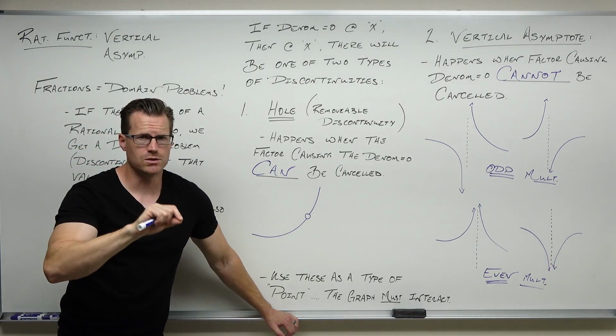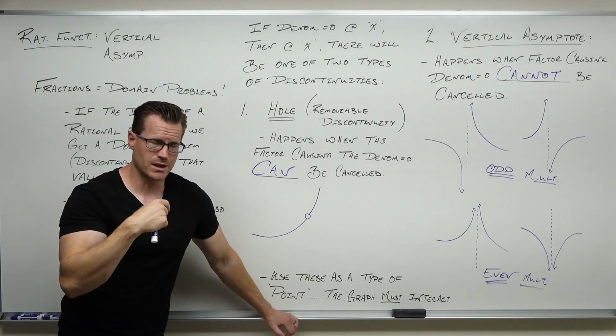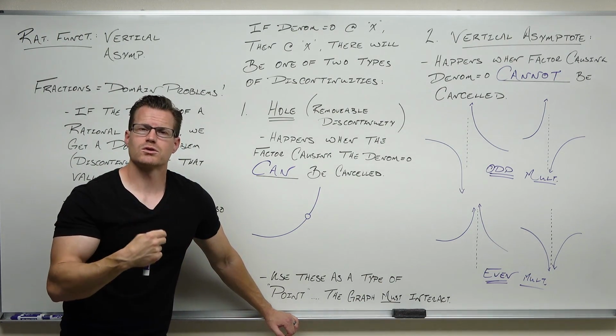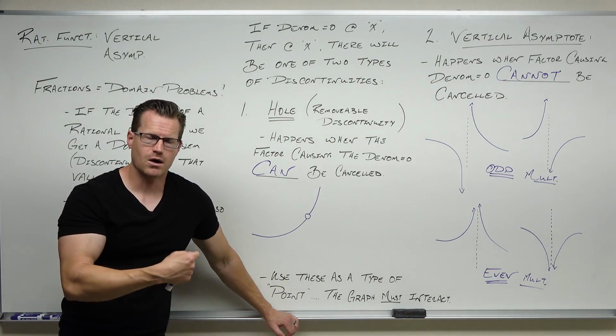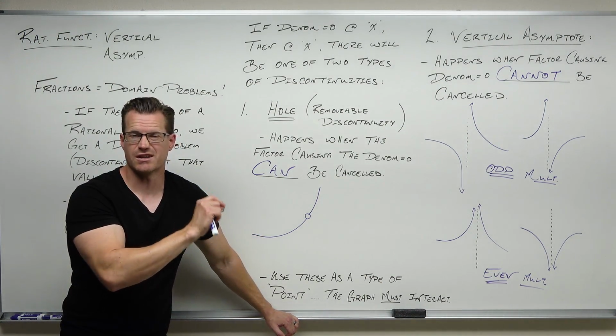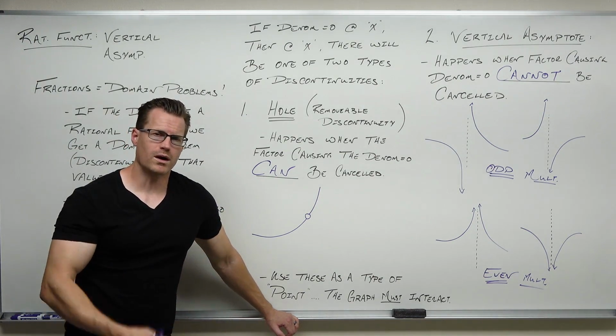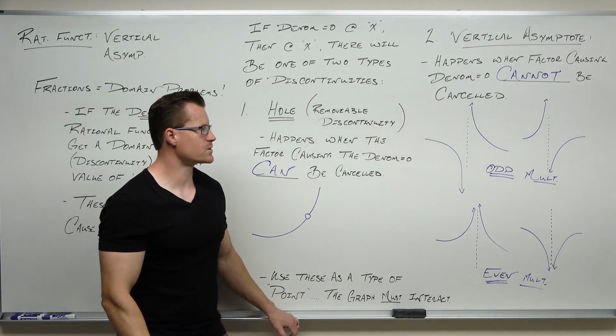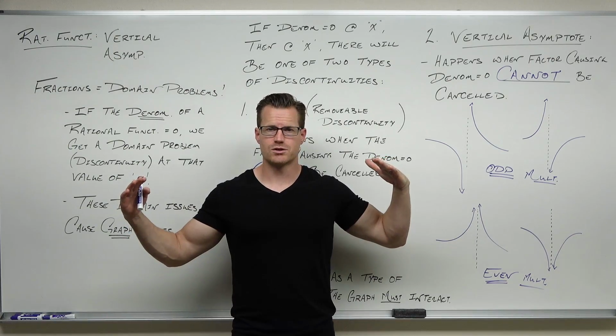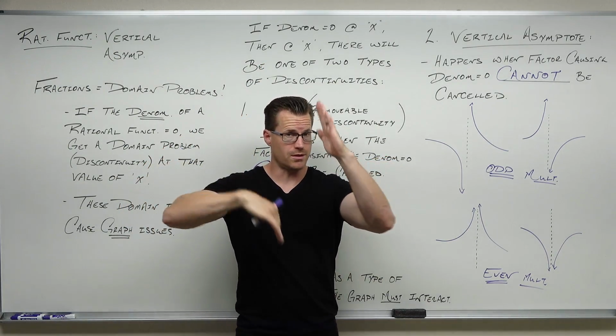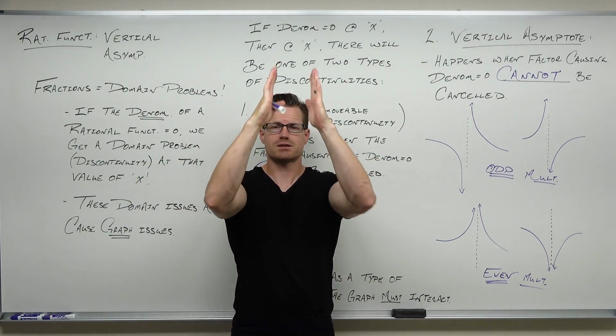We absolutely do use our graph to interact with this. It's a very strong graphing tool, but your graph cannot touch it. It causes discontinuities. In either case, it's just a different type of discontinuity. You can have one of 4 types of vertical asymptotes. With odd multiplicity, you're either doing this or you're doing this. With even, you're doing this or you're doing this.